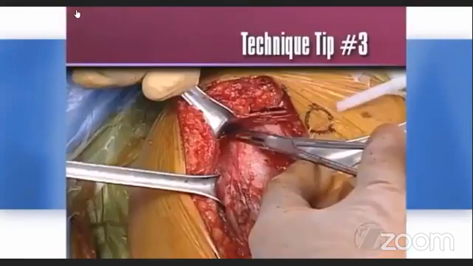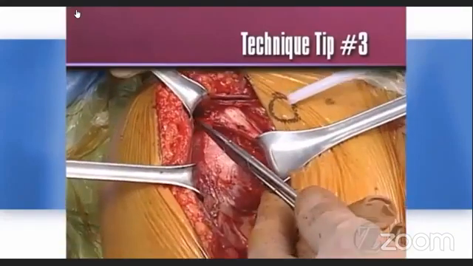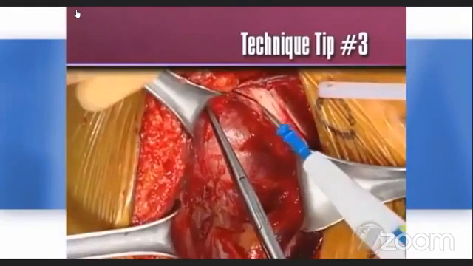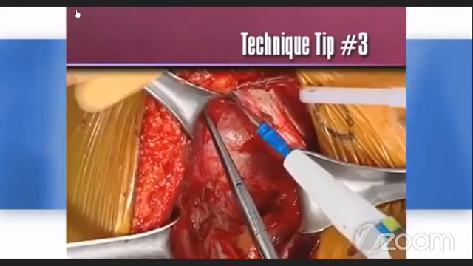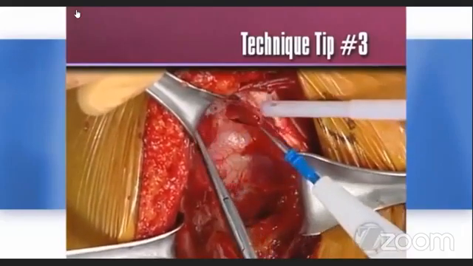Sometimes it's very good to get the leading edge of the coracoacromial ligament, as you can see that I've got right here. And I can take the cautery and just develop this across.